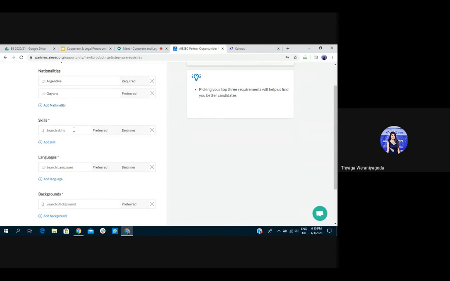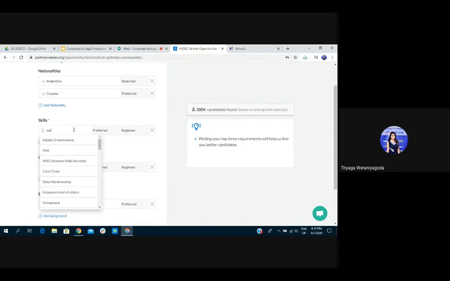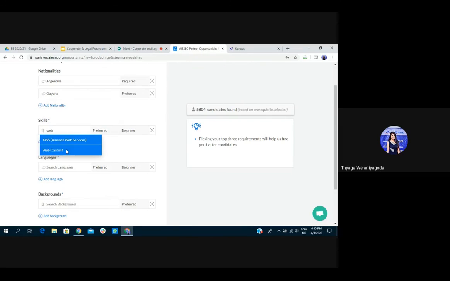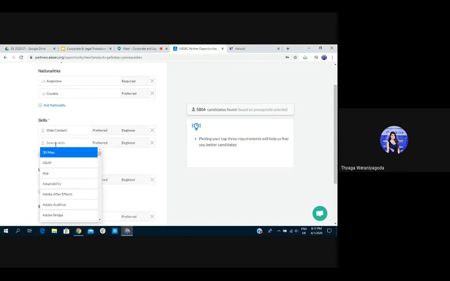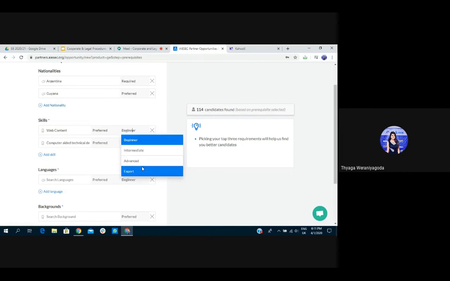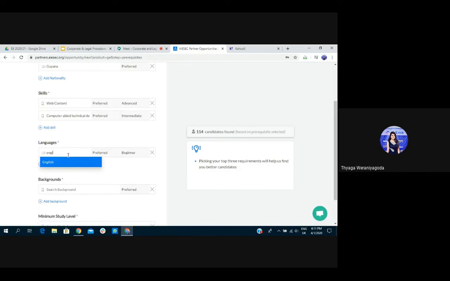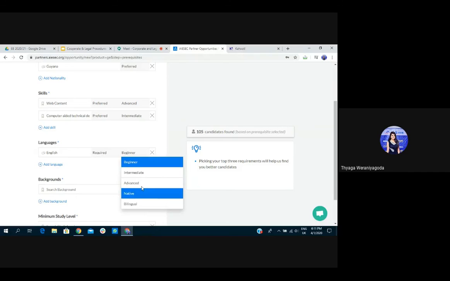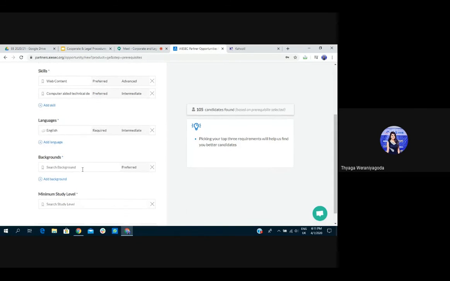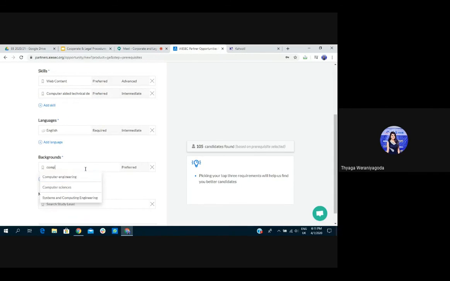And then the skills. So since it is a web developer option, I'm going to put web content and something related to computer. I am not very good at this. Okay, computer. And then you can put intermediate or advanced. Right? And let's put English as required and intermediate. Then the backgrounds.